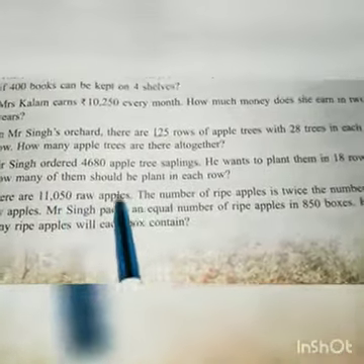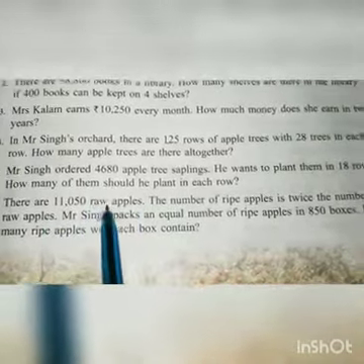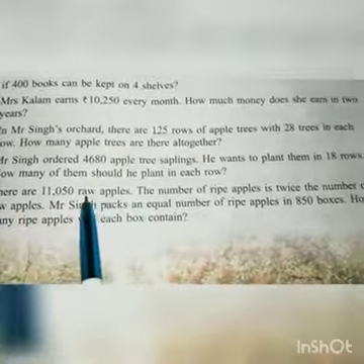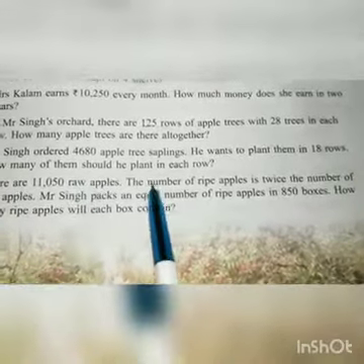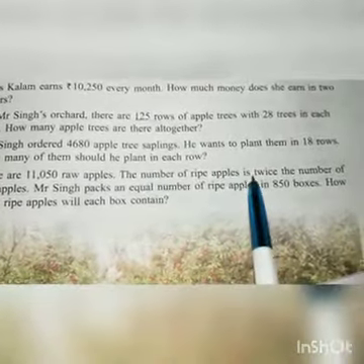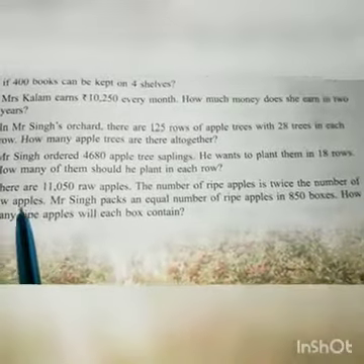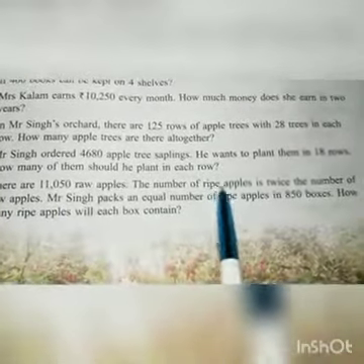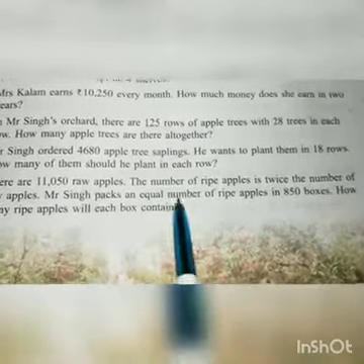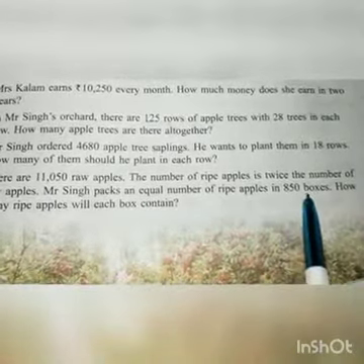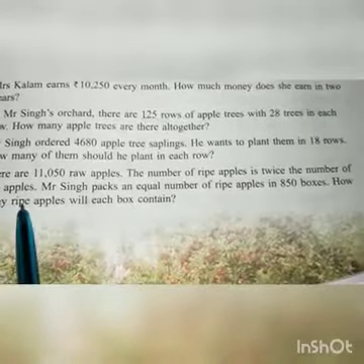Last question, question 6. There are 11,050 raw apples. Raw apples, those are not ripe. The number of ripe apples is twice the number of raw apples. Ripe apples are double of raw apples. Mr. Singh packs an equal number of ripe apples in 850 boxes. How many ripe apples will each box contain?